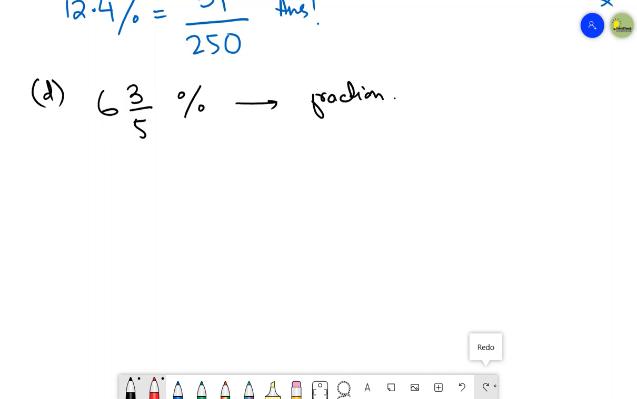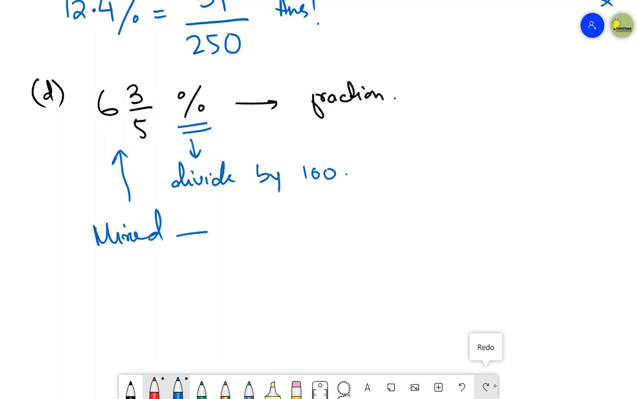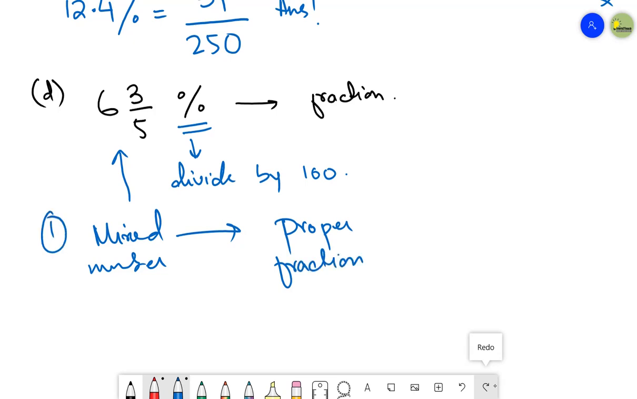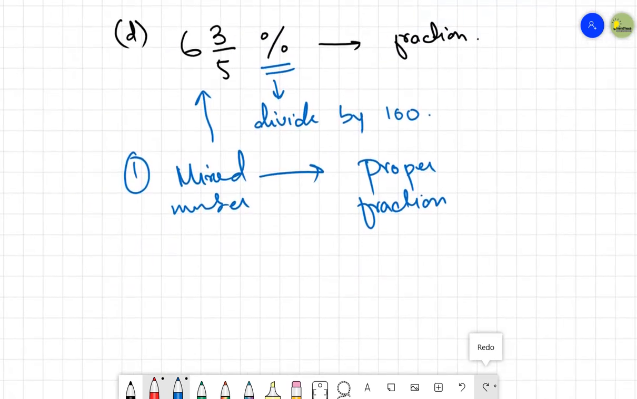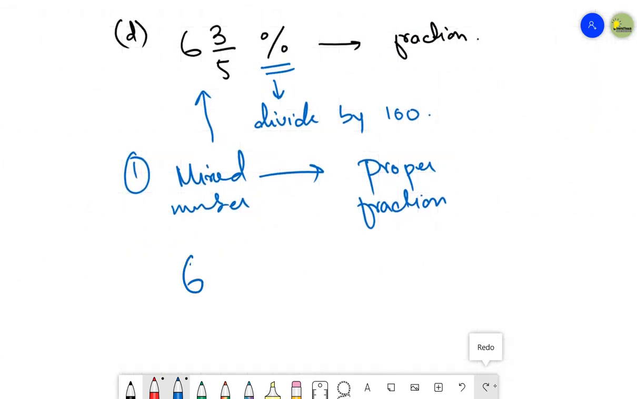Keep in mind that percentage means that you have to divide the number. If you have the percentage symbol, then it means you have to divide the number by 100. Divide by 100. Okay, but first of all, here in this question, you have a mixed number. So we know that first of all, we have to convert this mixed number into a proper fraction in order to solve it. This is going to be the first step. Whenever you have a mixed number, just convert it into a proper fraction. And I hope you know how you can convert it into a proper fraction.